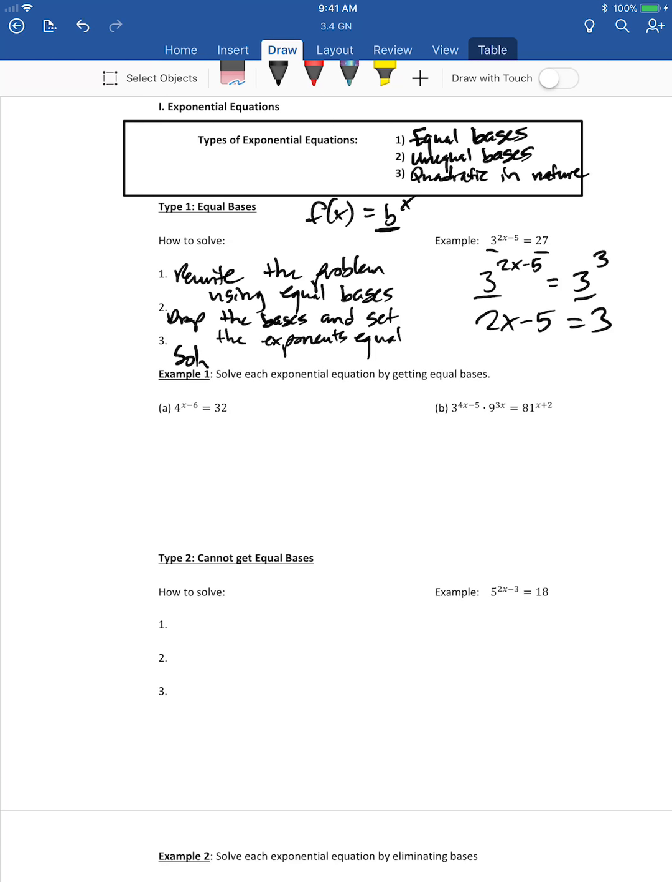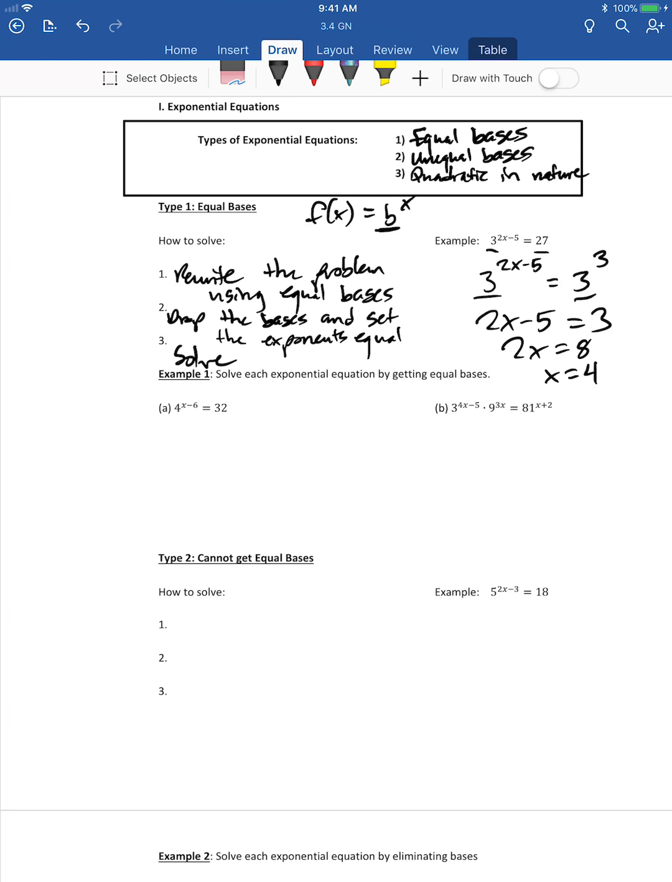My last step is to solve. So if I solve for x, I have 2x equals 8. I have x equals 4. All right. So x equals 4. I can check that, plug it back in, and I'll definitely get 3 to the 3rd power equals 27. So that's when I have equal bases. Let's try some examples here. I'm going to have you try, actually I'll do these both because they're a little tricky.